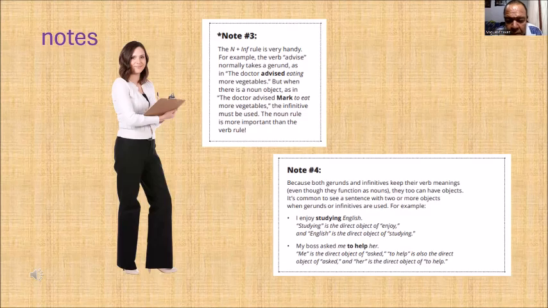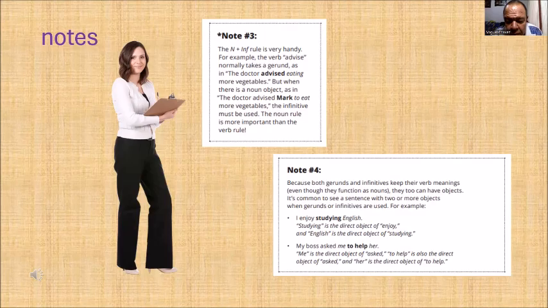Note 4. Because both gerunds and infinitives keep their meanings, even though they function as nouns, they too can have objects. It's common to see a sentence with two or more objects when gerunds or infinitives are used. For example, I enjoy studying English. Studying is the direct object of enjoy, and English is the direct object of studying.